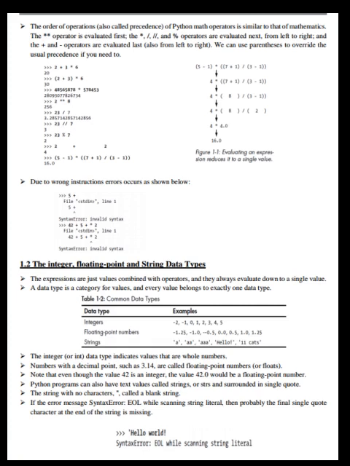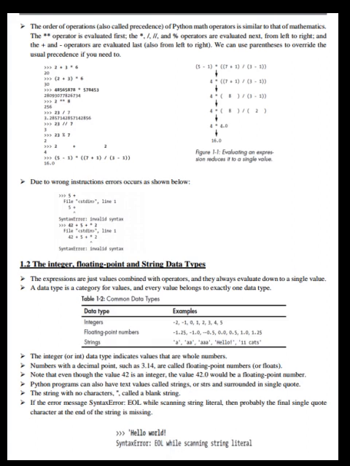The integer, floating point and string data types. Expressions are just values combined with operators, and they always evaluate down to a single value. A data type is a category for values, and every value belongs to exactly one data type. See the table here. The integer or int data type indicates values that are whole numbers. Numbers with a decimal point such as 3.14 are called floating point numbers or floats.